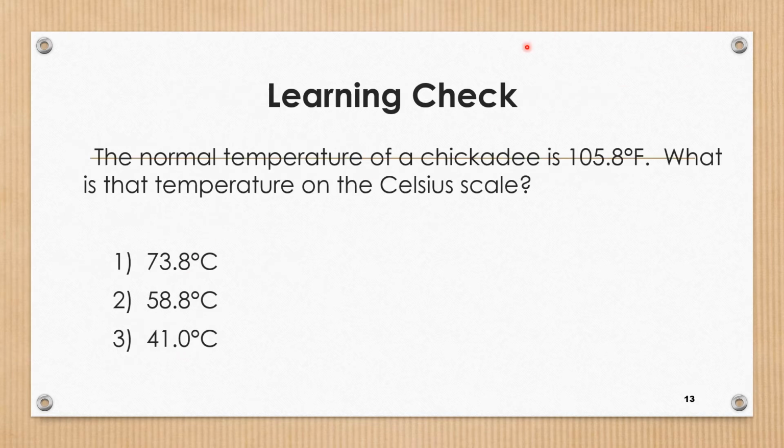Now, let's have a learning check. The normal temperature of a chickadee is 105.8 degrees Fahrenheit. What is the temperature on the Celsius scale? 1, 73.8 degrees Celsius, 2, 58.8 degrees Celsius, or 3, 41.0 degrees Celsius. Which do you think is the correct answer?